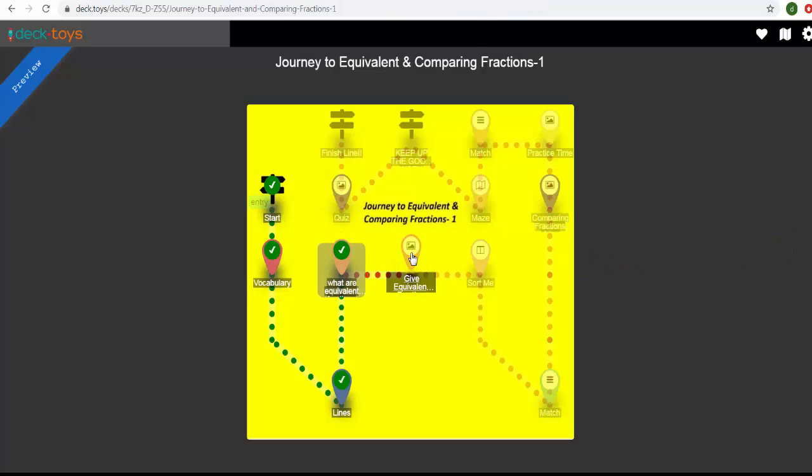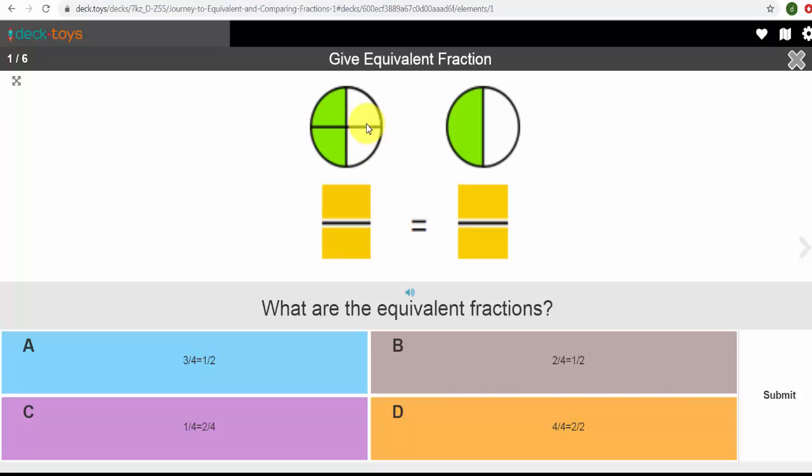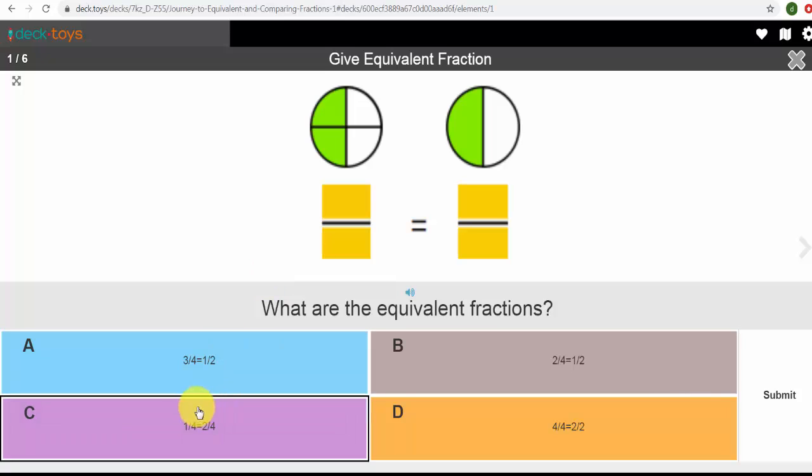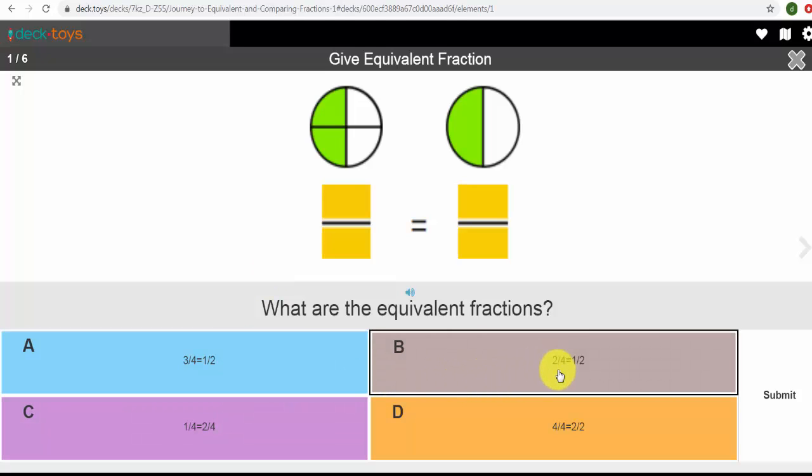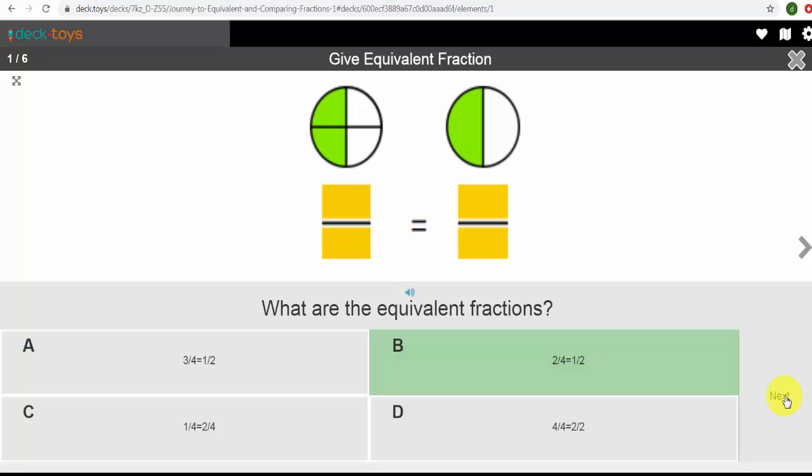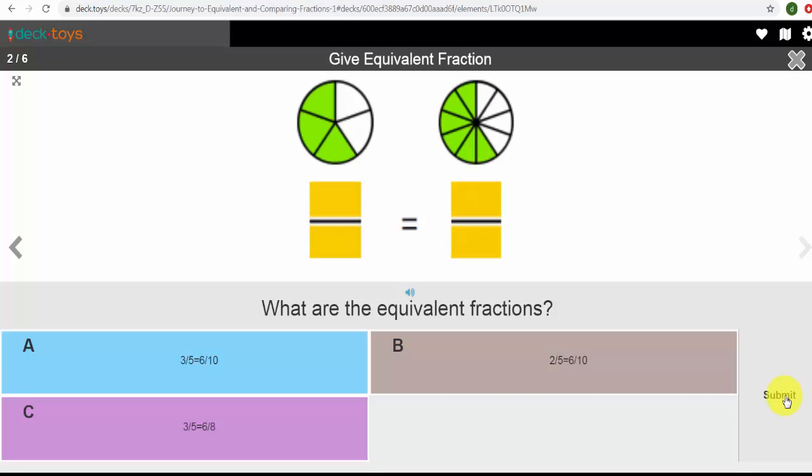Now, watch this. Here we have a picture. We have 2/4 are equal to a half. So you look over here and find out here's 2/4 are equal to a half. So you click on the answer for B. Submit. Okay. And go to the next one.